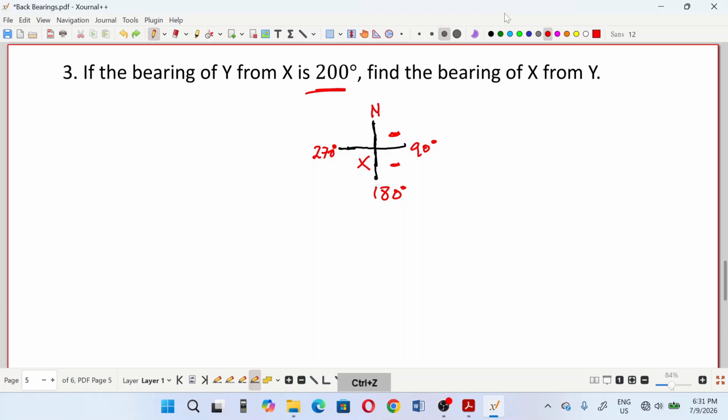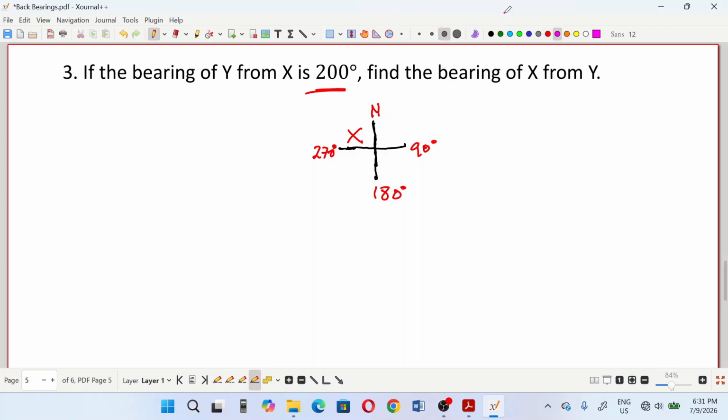So I hope that makes sense, guys. So let me quickly clean this. So therefore, I'm not going to write this x here. I'm rather going to write it at a different spot, right? So I'm going to say my x. I know this is my position x, right? And we say that the bearing of y from x is 200, right?